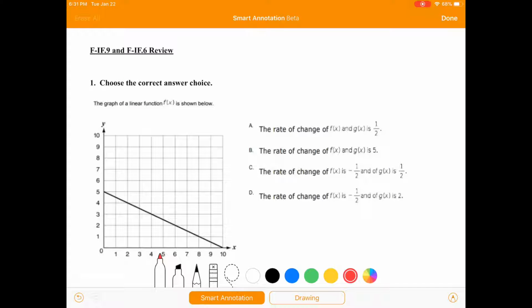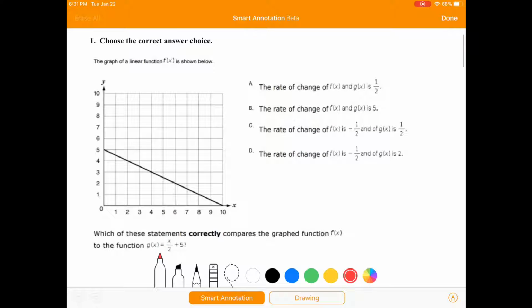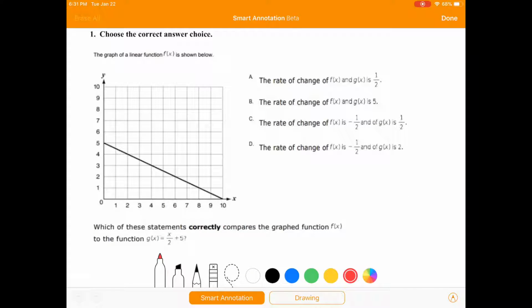Hey guys, so in this video I'm going over the review that is set up similar to the assessment that you will have tomorrow, which is Wednesday, January the 23rd, I believe. So the first question that we kind of went over during class, choose the correct answer choice.